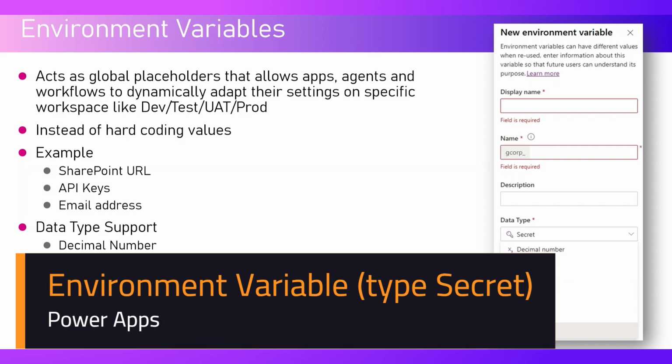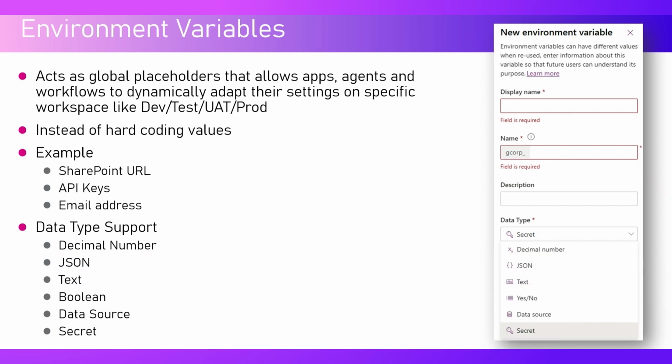In this video, let's explore environment variables within Power Apps or, in general, the Power Platform environment. Environment variables basically act as global placeholders that allow apps, agents, and workflows to dynamically adapt their settings to a specific workspace, like your environment: dev, test, UAT, QA, production, etc.